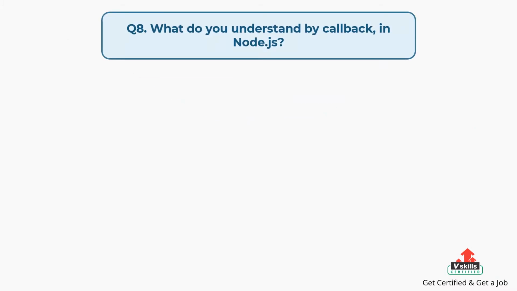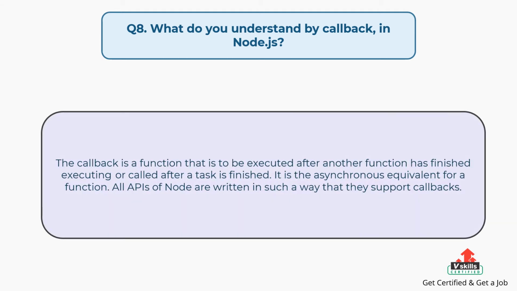Question number 8. What do you understand by callback in Node.js? The answer is: the callback is a function that is to be executed after another function has finished executing or called after a task is finished. It is the asynchronous equivalent for a function. All APIs of Node are written in such a way that they support callbacks.